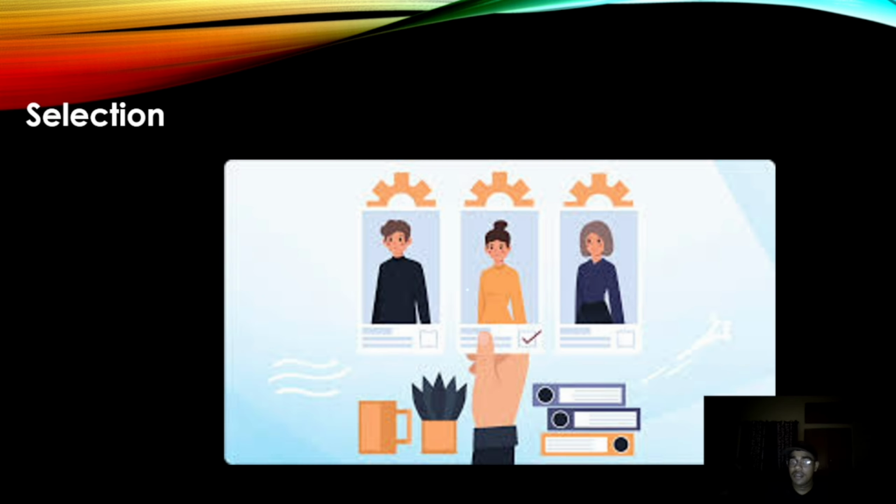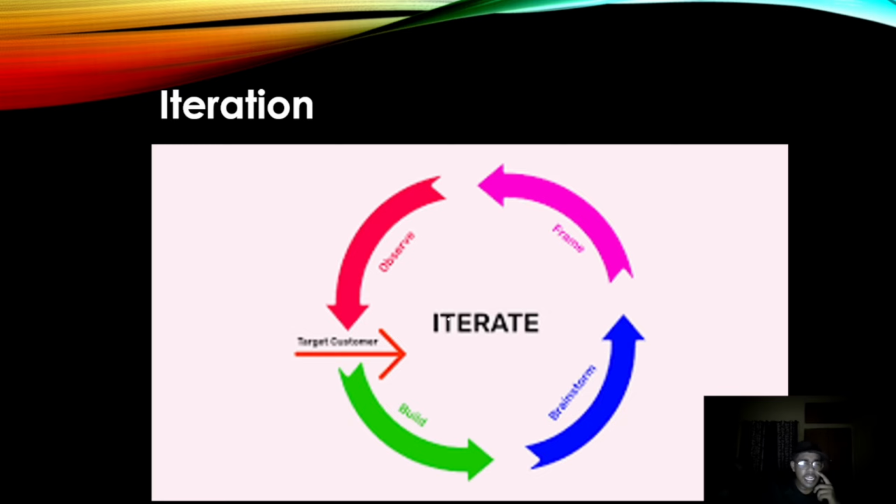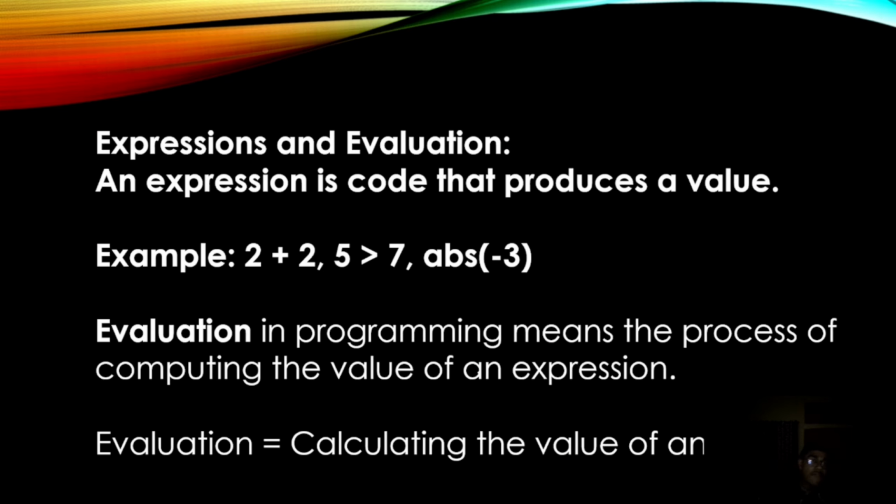Okay. So what is selection? For example, I'm explaining. For a programmer, for a developer, there's a main loop: you observe something, you build, you test. Again, you have a loop, right? We are doing the steps again and again. It is called iteration. Okay, so let's move further. We have expressions and evaluations. Let's see what expressions are.